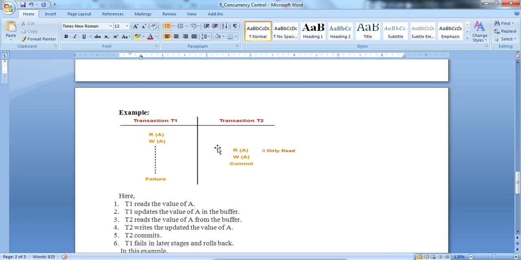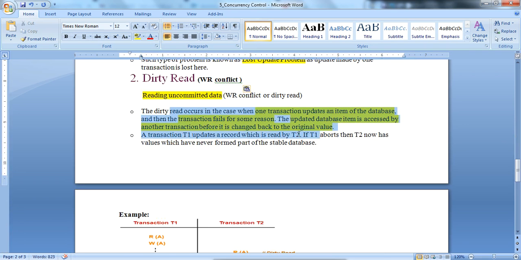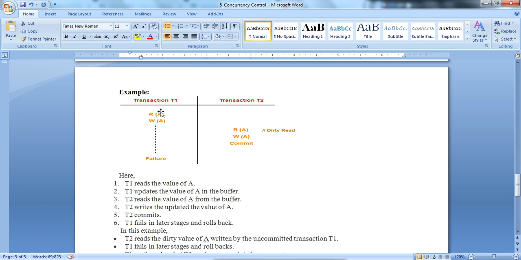We will go with the example directly. Now this is simple: transaction 1, transaction 2. Transaction 1 executes some operations, read A, write A, then it gives access to transaction 2. Then transaction 2 reads the value of A, writes the value of A and commits it. This is called the dirty read. Why? Because this updated value of A is not yet committed, right?